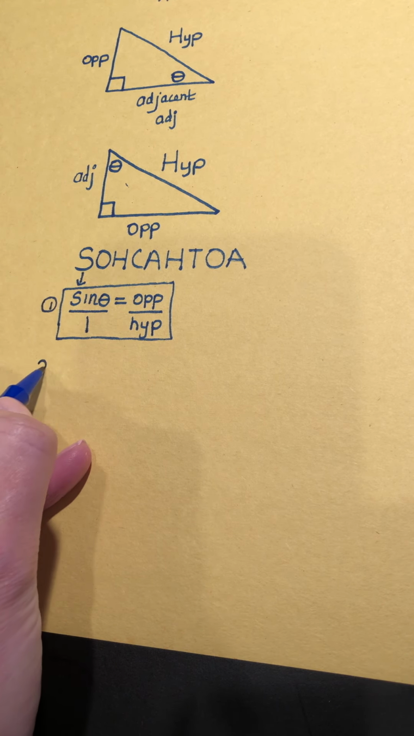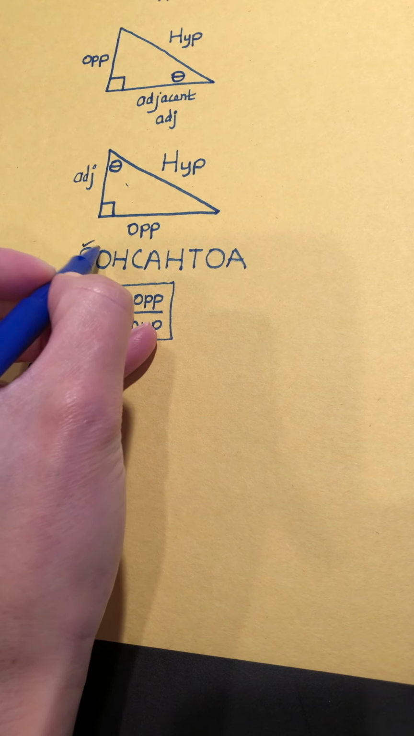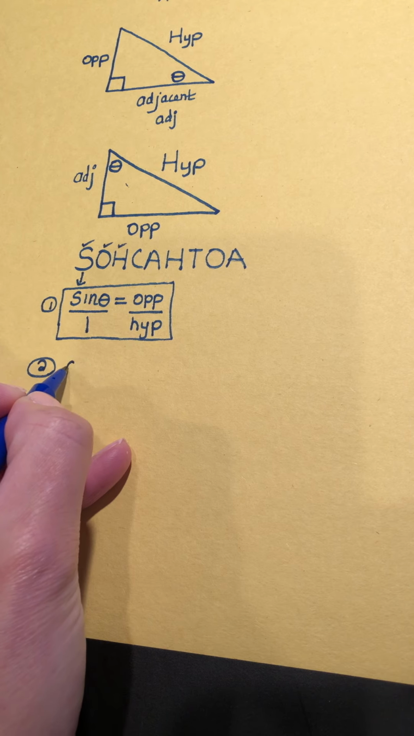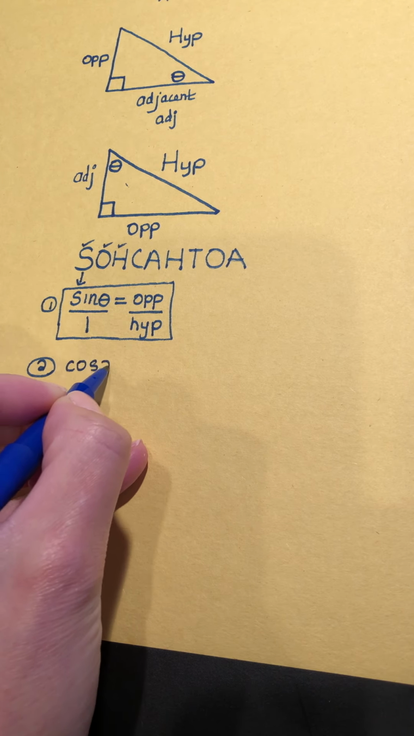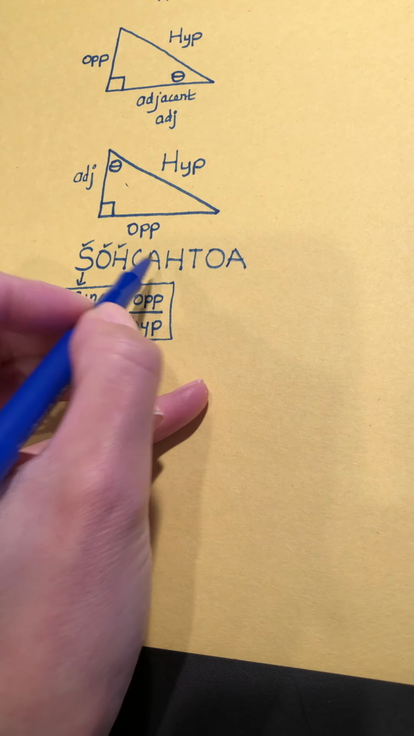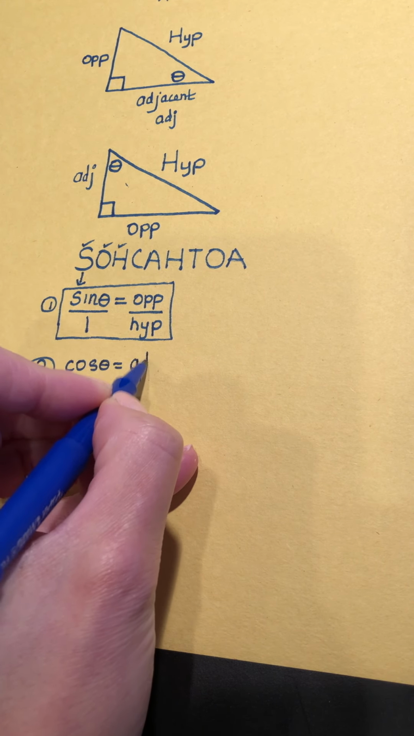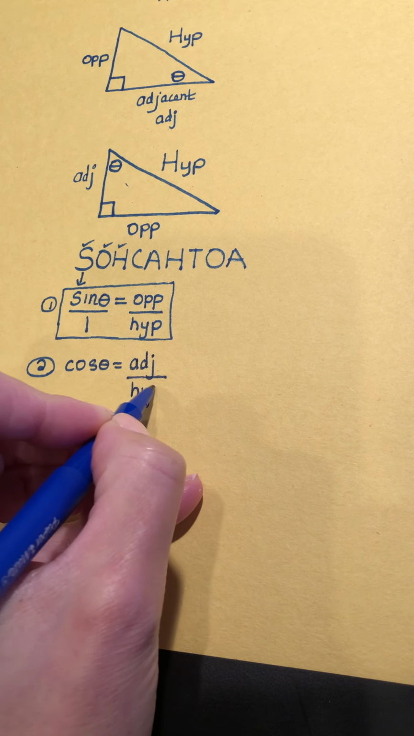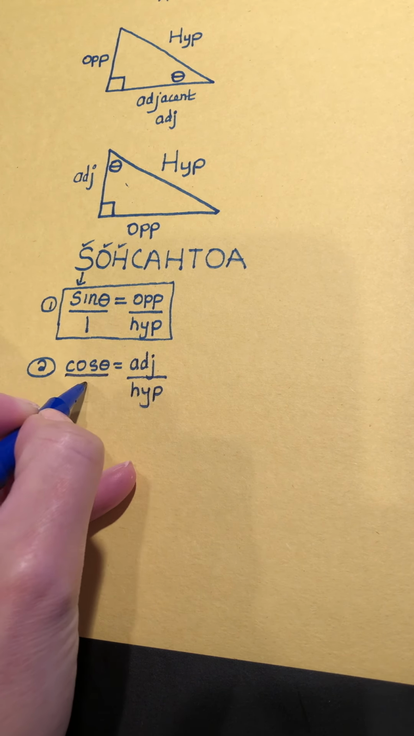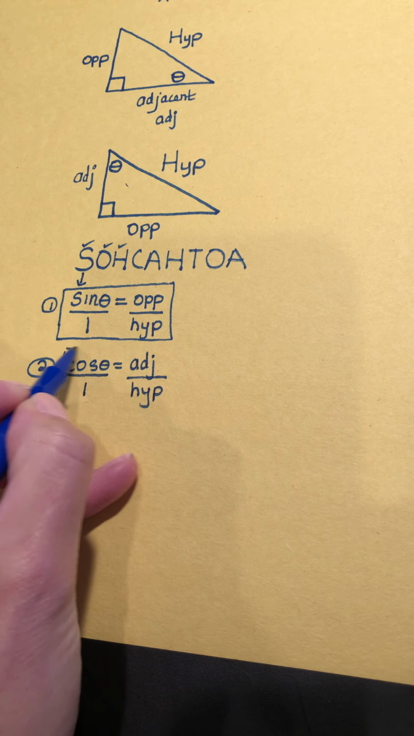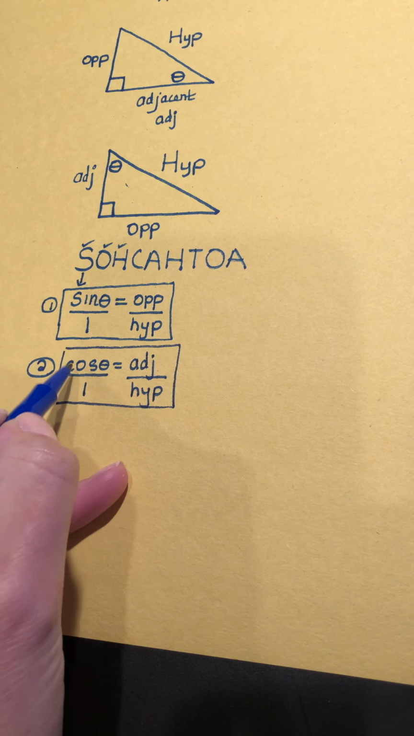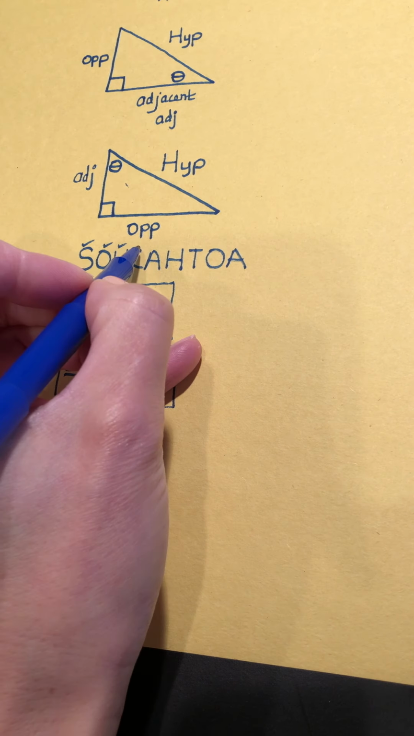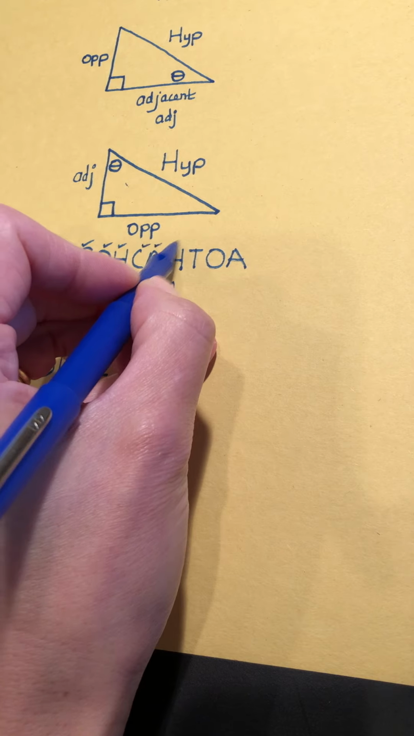Formula number 2, okay? So we used S, O, and H. C stands for cosine. So the second formula is cosine of theta equals, A stands for adjacent, and H, of course, stands for hypotenuse. And again, you can put this cosine of theta over 1. So my second formula is cosine of theta over 1 equals adjacent over hypotenuse. And I've used C, A, and H.